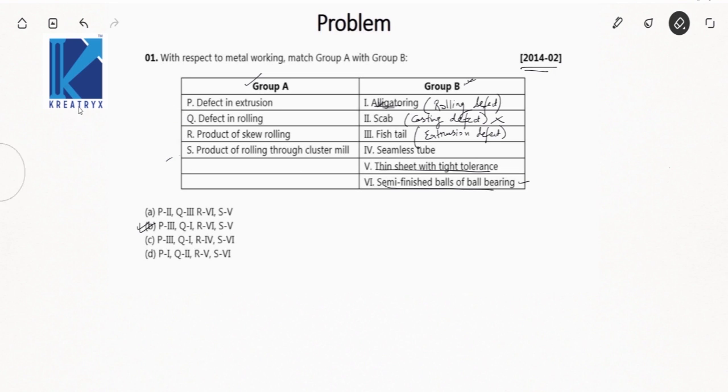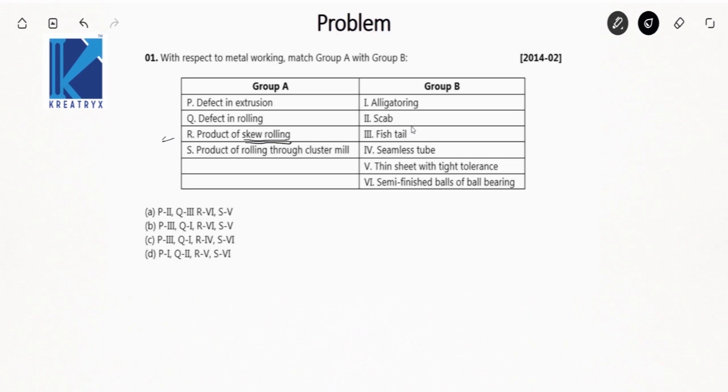Now we can solve it through the elimination method also, as I have already told you in the previous video. So now we will start using the elimination method. In group A, as I know that skew rolling is a method used to make balls of ball bearing, for R it is 6. So now we can eliminate options C and D. It could be either A or B. Now you can see that S is 5, so S is 5 is also fixed. So these two are now eliminated from group B.